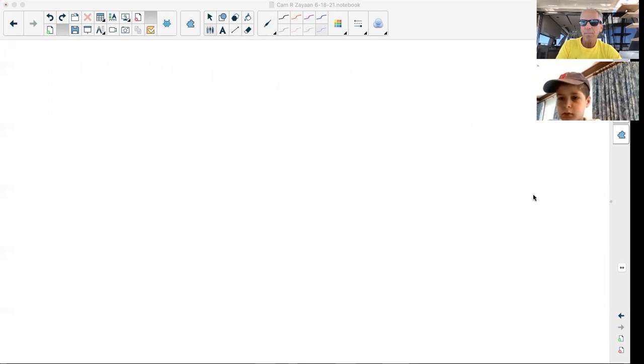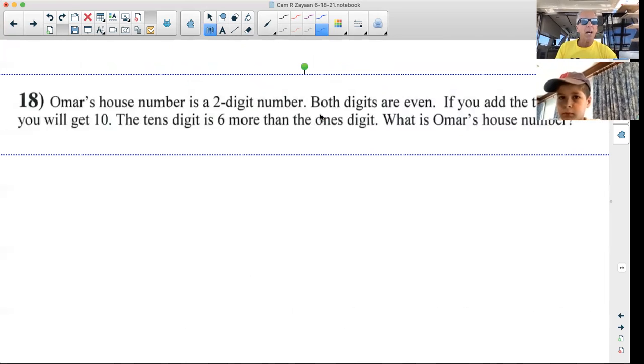So what we're going to do is, I want you to read this out loud to me, please. Omar's house number is a 2-digit number. Both the digits are equal. You add the two digits, it will get you to 10. The tens digit is 6 more than the ones digit. What is Omar's house number? Nice.